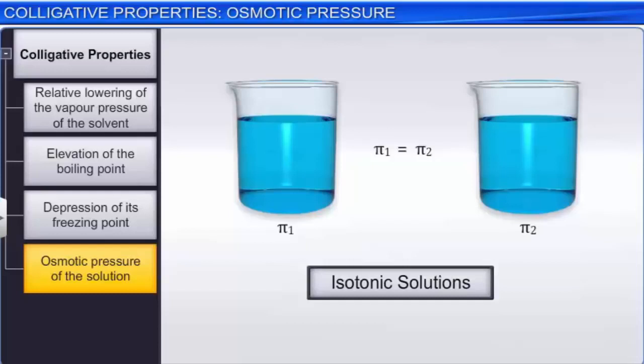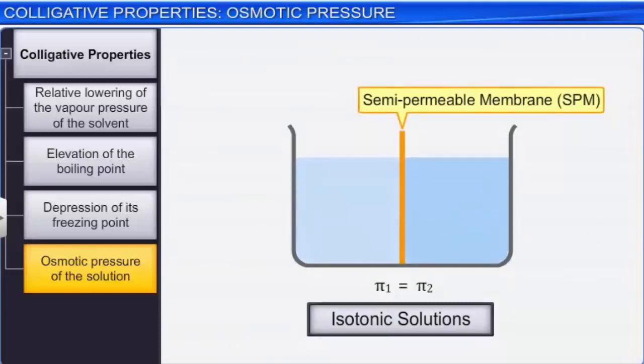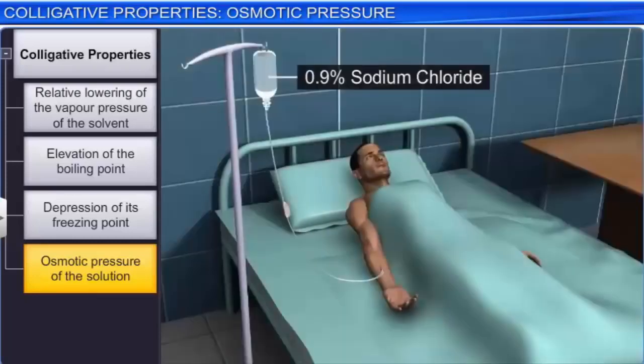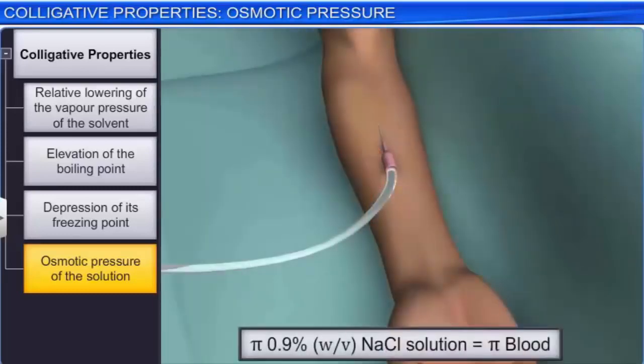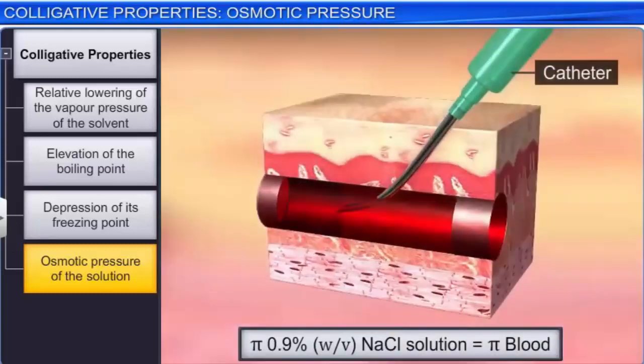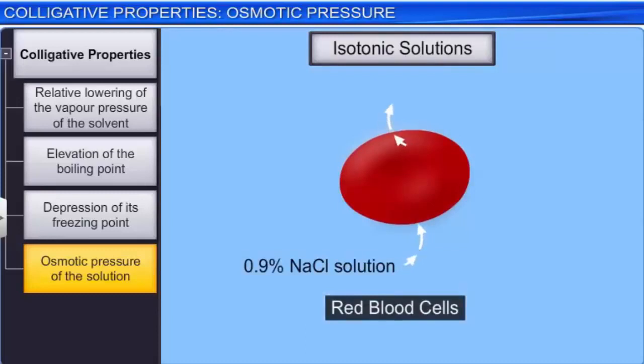When such solutions are separated by a semi-permeable membrane, no osmosis occurs between them. It is because of this reason that in an intravenous injection of 0.9% mass by volume sodium chloride solution, called normal saline solution, is used, since it is isotonic with the fluid inside the red blood cells.